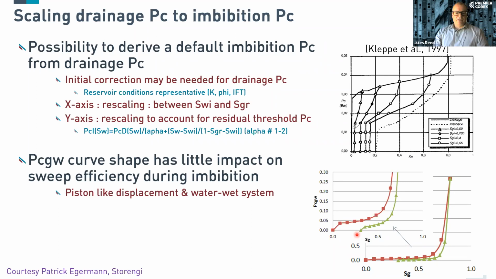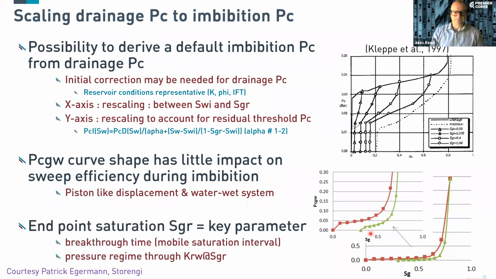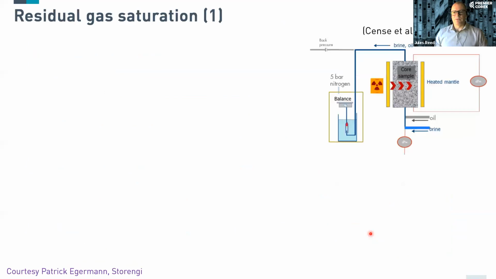And generally, the curve shape is not overly impacted by the difference in scenario. So the drainage curve for the wetting phase usually has a very similar structure in terms of curvature as the imbibition curve. It's merely this change in endpoint saturation. So the endpoint saturation and residual gas saturation is then a key parameter input for these data. So how can we measure these?